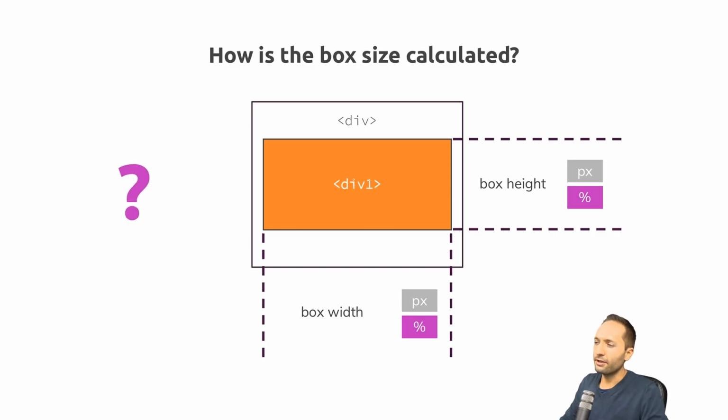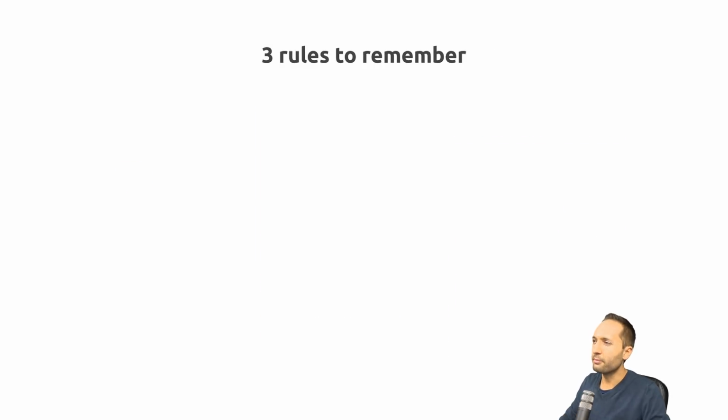Now that's the issue, right? How is this percentage now calculated? What's the reference point for this 50% width that we just applied? Unfortunately, the answer is not a single one, as sometimes in CSS, the answer is it depends. And what does it depend on?